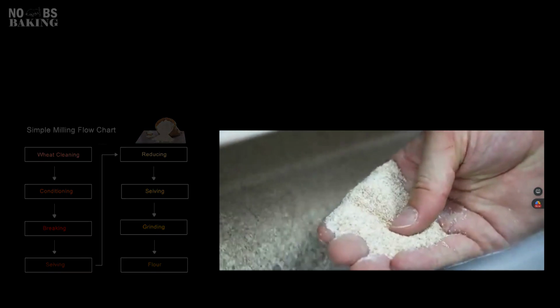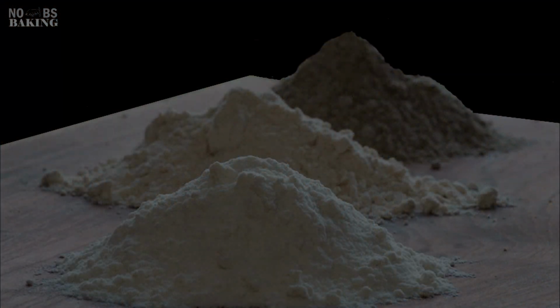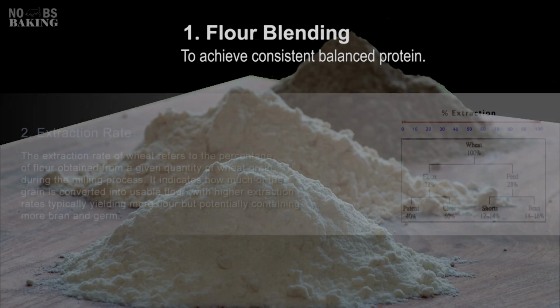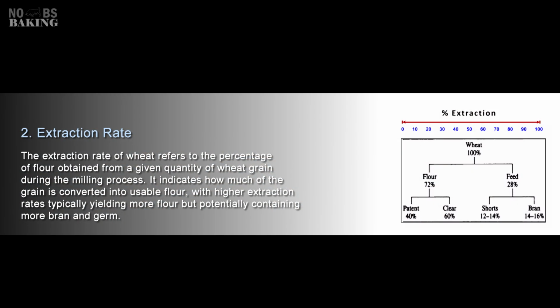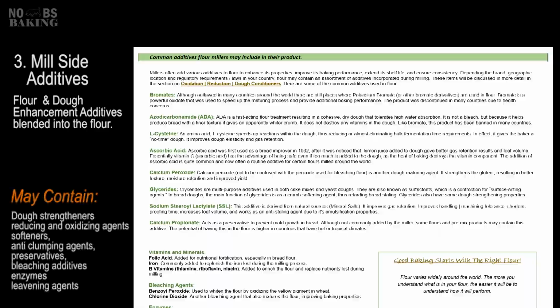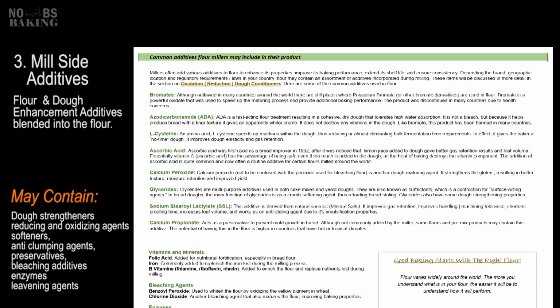Modern mills have the technology to create good performing flours from medium quality wheats through one or more of these processes. Blending, combining different wheat species or different crops to achieve balanced protein. By adjusting and optimizing extraction rates, they can produce higher quality flours. Many millers blend additives and enzymes directly to the flour to improve dough conditioning, fermentation, and overall baking performance.